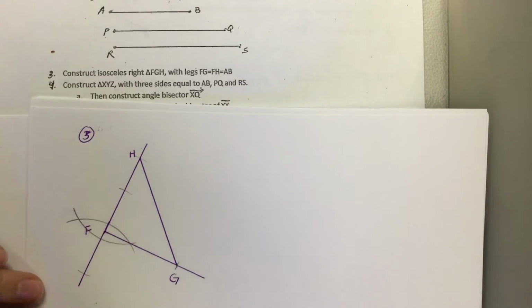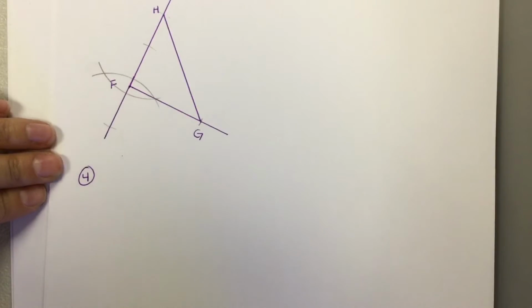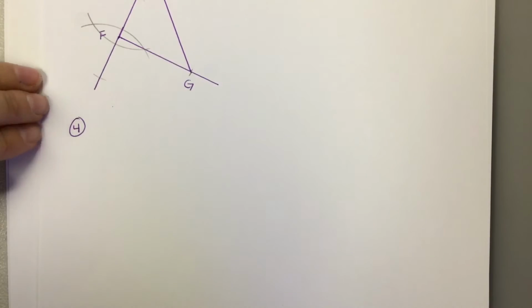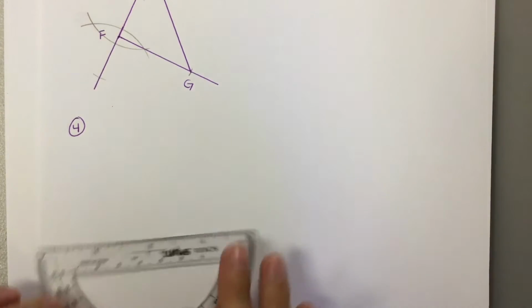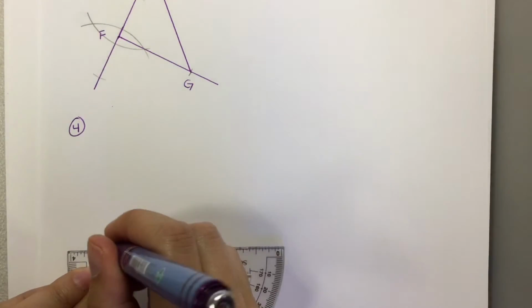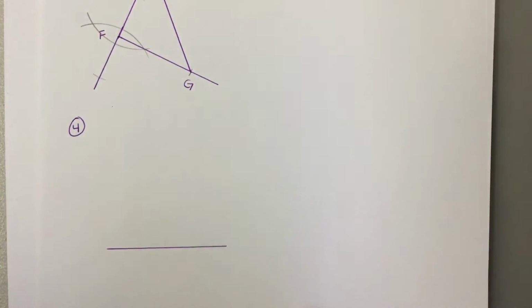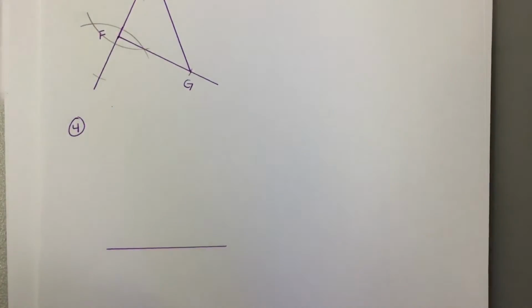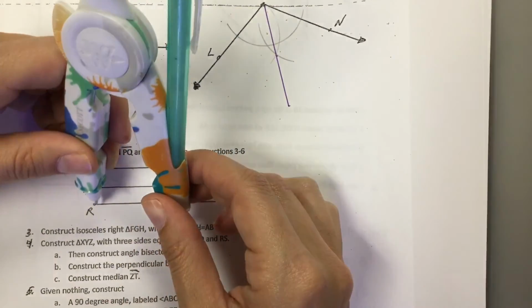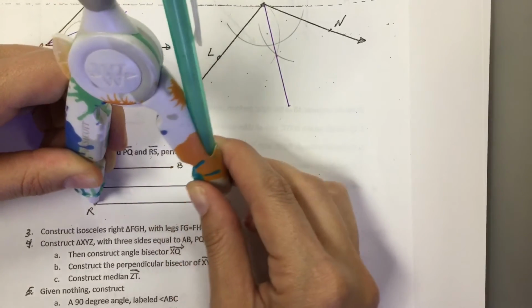All right, next I'm going to, for number 4, construct triangle XYZ with 3 sides equal to AB, PQ, and RS. So for number 4, all right, first thing I'm going to do is just start off with a segment. I'm going to start off with the longest side. So we want one of the sides equal to RS. So you're going to go ahead and grab the length of RS from assignment number 17.